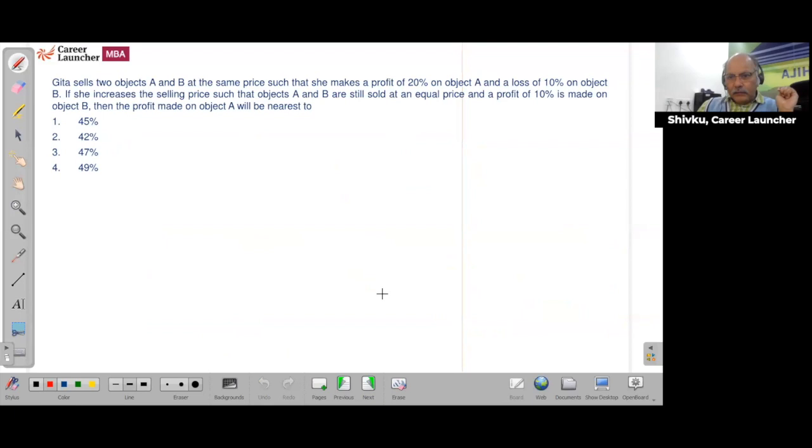This should have been done by everyone. Geeta sells two objects A and B at the same price such that she makes a profit of 20% on one, right? On A, she's making a 20% profit. So the multiplying factor is 1.2. And on B, she's making a loss of 10%. So the multiplying factor is 0.9.